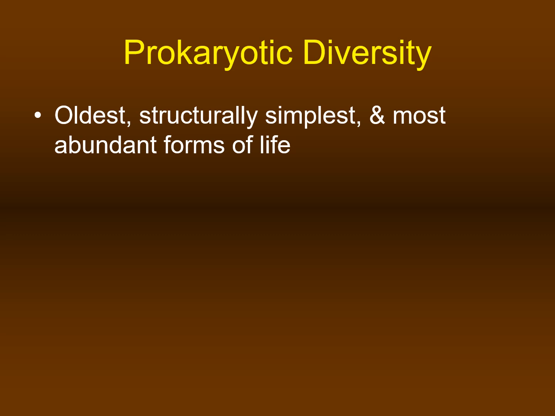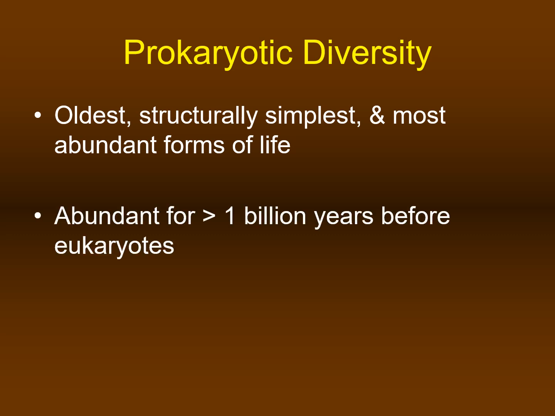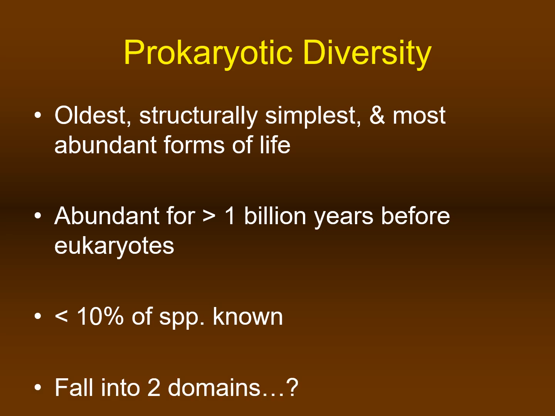So prokaryotes are the oldest group of organisms on Earth. They are the most abundant in the world, and they are fairly simple in terms of their structure. Prokaryotes were abundant way before eukaryotes arrived, roughly 1 billion years before the first eukaryotes can be detected. Right now, the entire prokaryotic diversity is greatly understudied. We know less than 10% of prokaryotic species. Prokaryotes fall into two domains: bacteria and archaea.